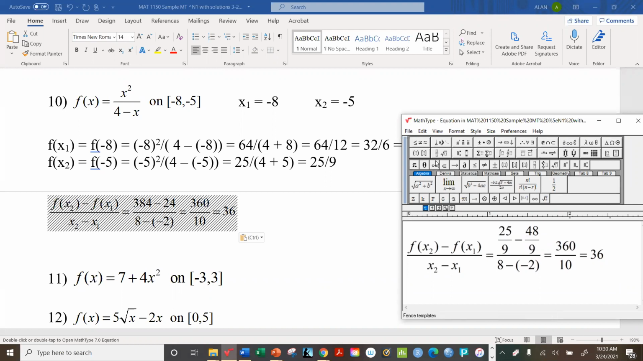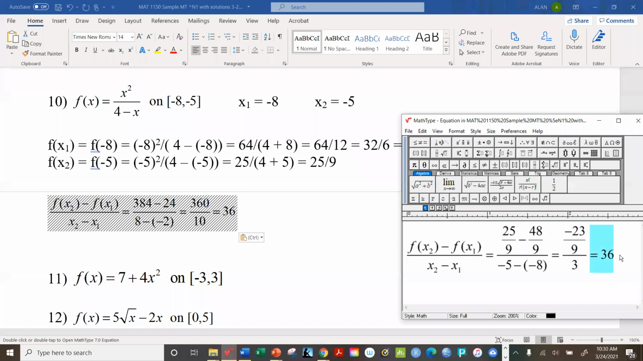In the denominator, we have minus 5 minus a minus 8. All right, so in the denominator we have minus 5 plus 8 is 3. In the numerator, though, the difference between those two is minus 23 ninths. Okay, now this is a mess.